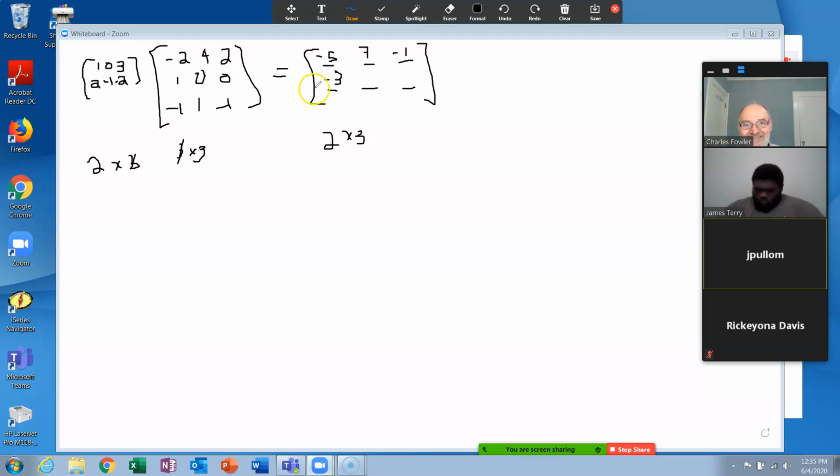Okay, the next entry here, second row, second column, so it'll be the second row here again, this time by the second column here. So 2 times 4 is 8. 8, plus -1 times 0 is? -1. Ah! Hold on. Oh, I did it again.